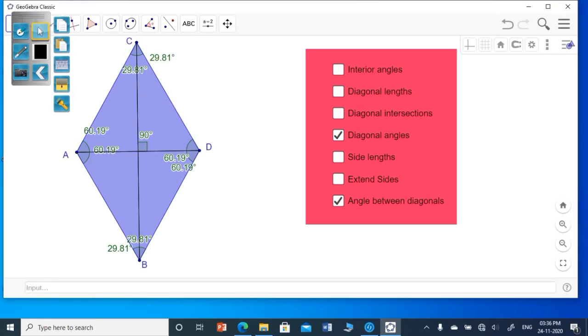And look at the angles formed by the diagonals. Here diagonals bisect the angles. Diagonal CB bisects angle C and angle B. Diagonal AD bisects angle A and angle D. Diagonal bisects the angles of rhombus. That is one more property of rhombus. So these are the properties of rhombus.